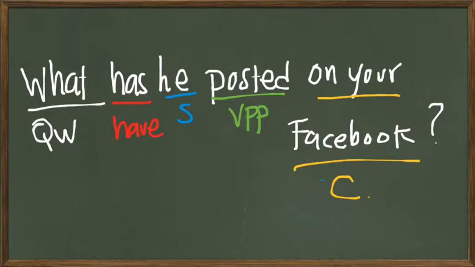Now if we want to make an information question, we can say, what has he posted on your Facebook? What has he posted on your Facebook? Remember that if we want to make an information question, we need to insert a question word, and then we have the auxiliary, the subject, the verb in past participle, and the complement.